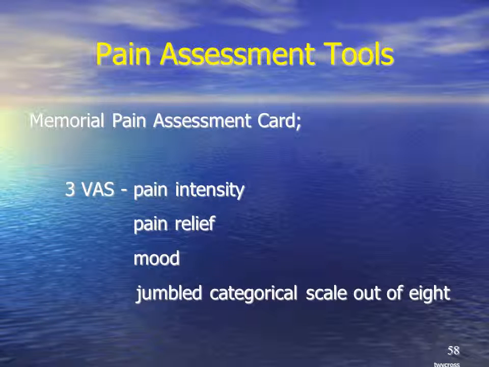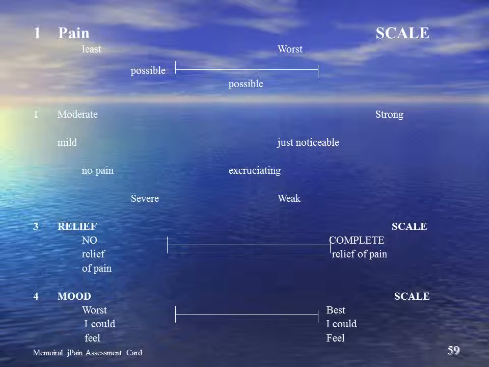Another one that can be used is the memorial pain assessment. There are 3 visual analog scales: one of pain intensity, one of pain relief, one of mood, and then there's a jumbled categorical scale out of 8. Here at the top you can see the pain scale from least to worst, the jumbled words that the patient would pick out, whether their pain is no pain or excruciating pain or just noticeable, and thirdly how much relief they're getting, and then their mood as well.